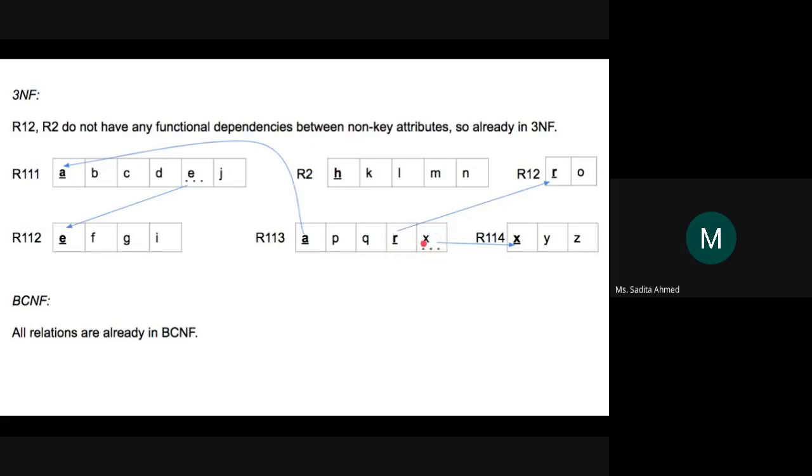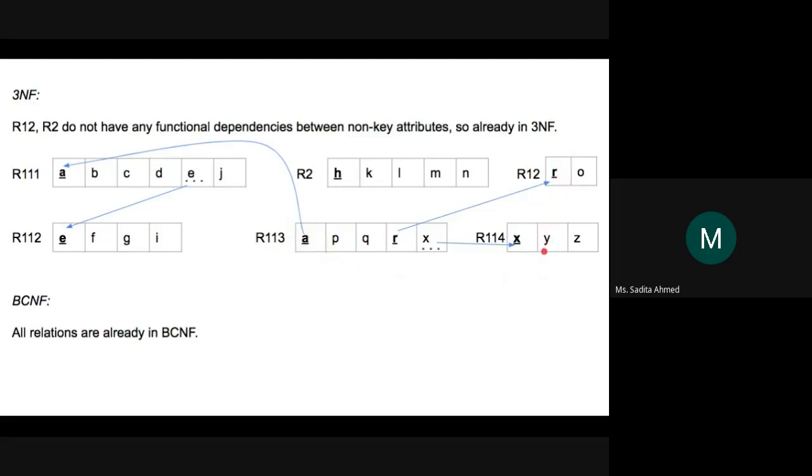In R113, is X a determinant? No. Why not? YZ isn't present in R113. Exactly. R113 doesn't have YZ, that means R113 doesn't have any attributes which are depending on X. So X is not a candidate as well. Only A is a candidate here and it's already the primary key.